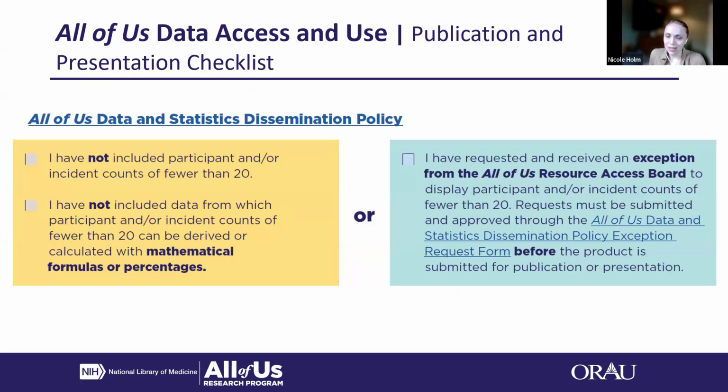The first step in the checklist is to make sure that you're in compliance with the data and statistics dissemination policy by confirming that you have reviewed your work and it does not include any participant or incident count that correlates to a participant fewer than 20, and that you also do not have any data that can be back calculated to identify participant counts fewer than 20. The alternative to not needing to check this box for yourself is if you have already received an exception request from the Resource Access Board, or the RAB. And the link to submit that request is here as well.